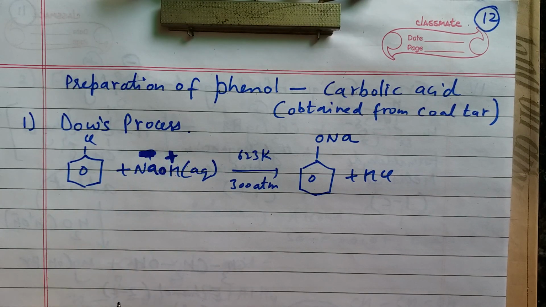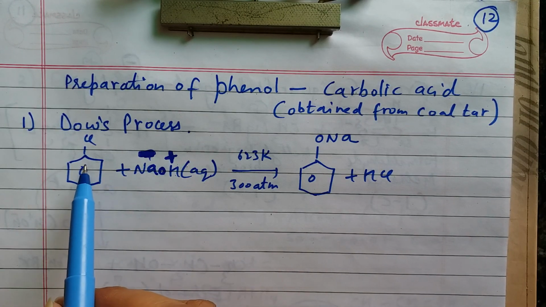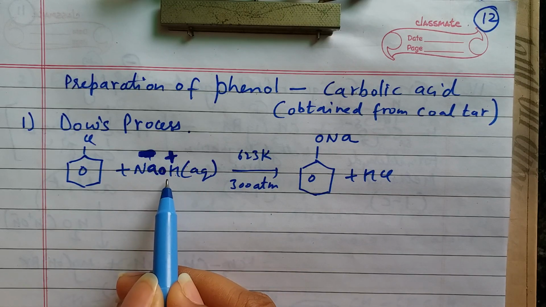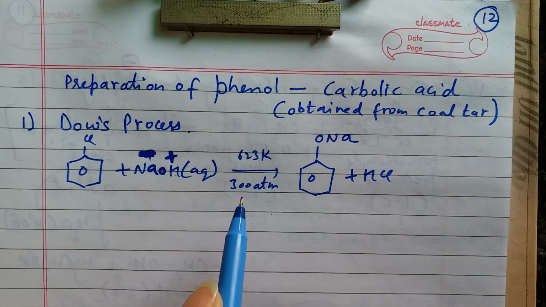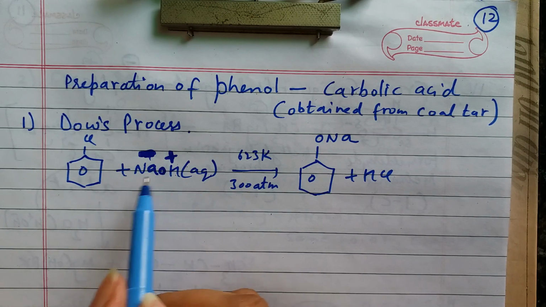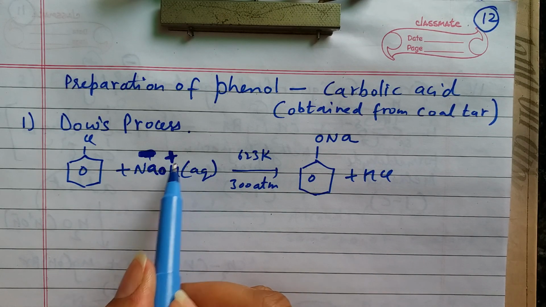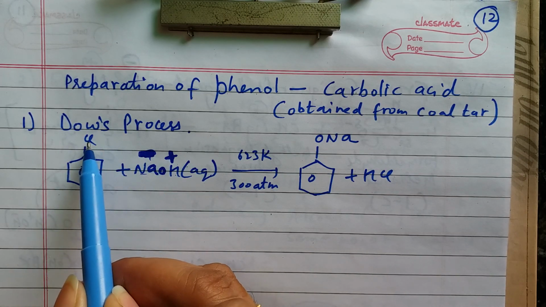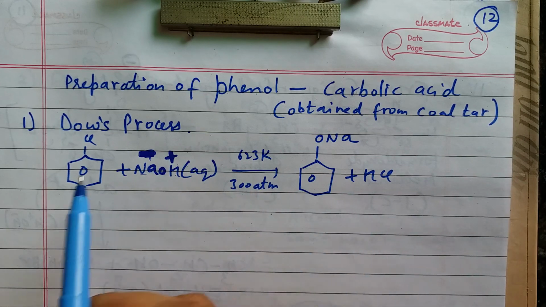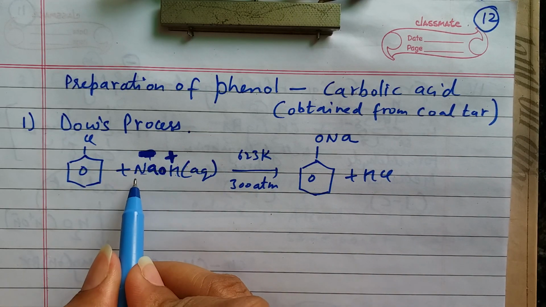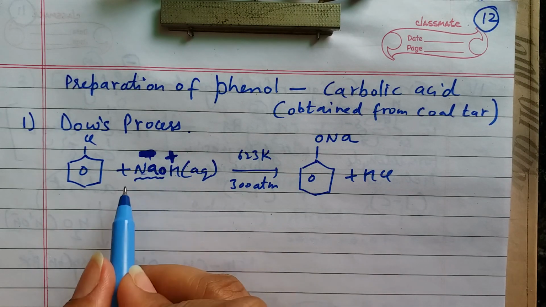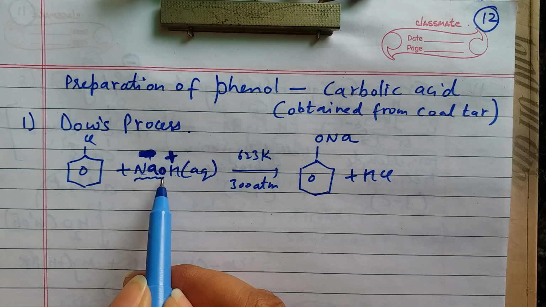Dow's process you have already studied in the previous chapter, haloalkanes and haloarenes, right? And this is how the process takes place. We start with chlorobenzene and make it react with aqueous sodium hydroxide at 623 Kelvin temperature and 300 atmospheric pressure. Then H plus separates and ONa takes up the negative charge. Now the Cl minus ion, the leaving group, along with H plus forms HCl, and benzene gets substituted with ONa. Benzene gets substituted with the ONa part, which is the nucleophile, right? In place of Cl, what comes is ONa.